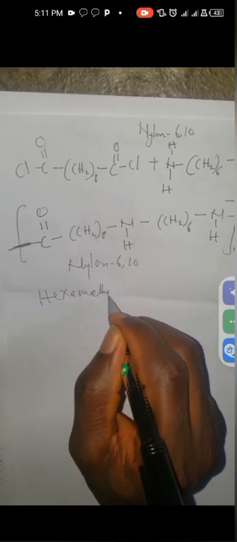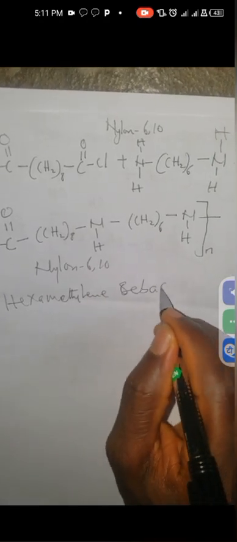That we call hexamethylene sebacamide. That's the full name of the nylon.